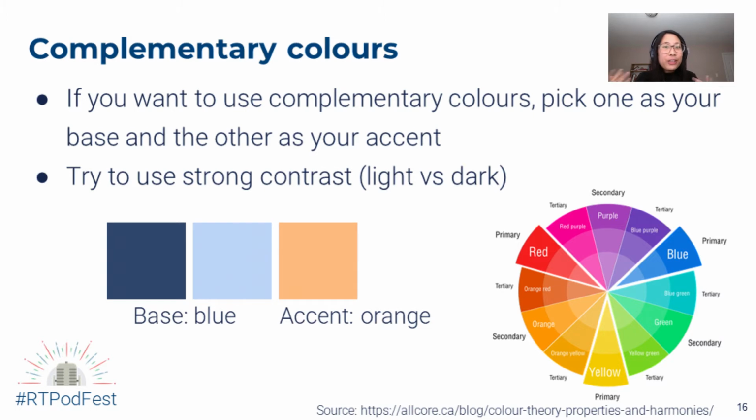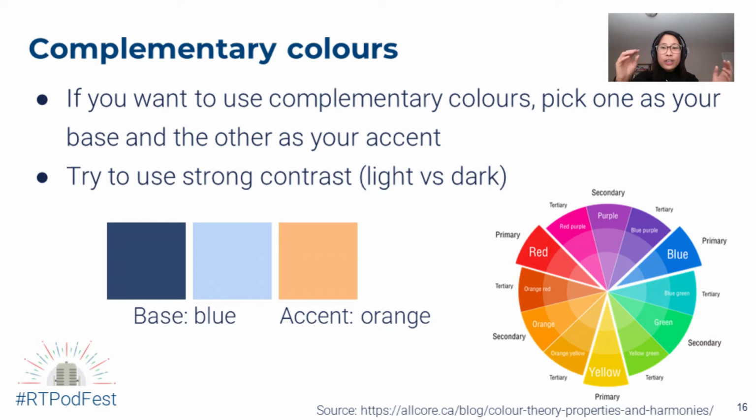So let's say you love the complementary color look. Well, what do I do to make it look good? So first off, I suggest you pick one of those colors as your base and the other one as your accent. So by that I mean pick one of them as the predominant color, and the other one can be little accents such as your text or other design elements.